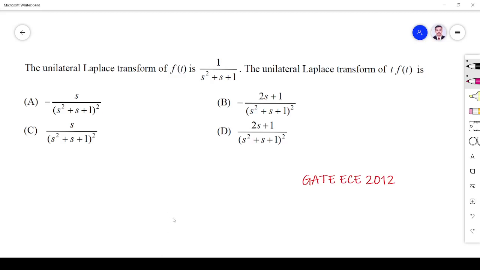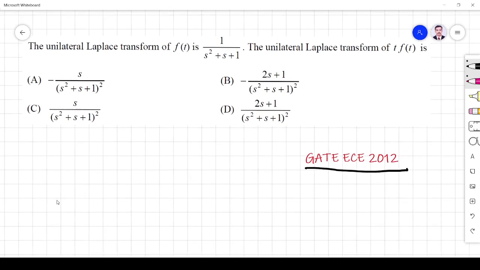Hi friends, in this video let us solve a single system related question asked in the 2012 EC paper. The question is, the unilateral Laplace transform of f of t is 1 by s squared plus s plus 1. What is the unilateral Laplace transform of t into f of t?